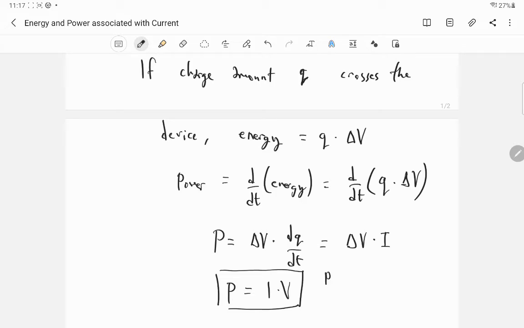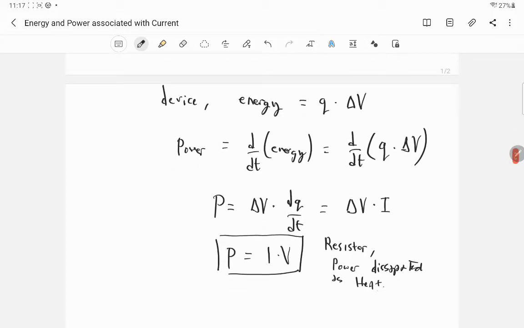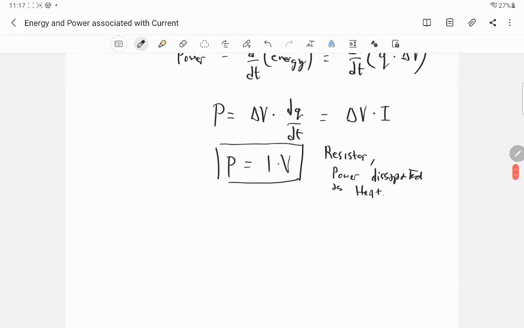So this, for a resistor, for example, it could be power dissipated as heat, right? So there's a certain number of joules per coulomb. An example is, let's say that you have a device. Let's say it's 200 ohms.